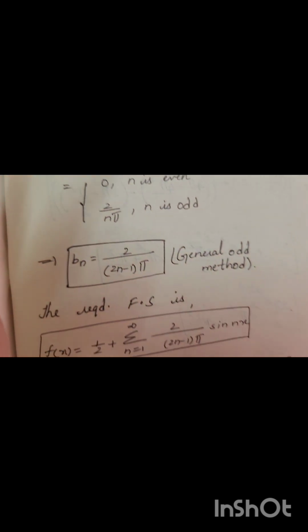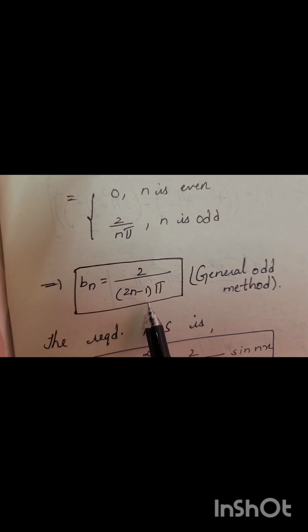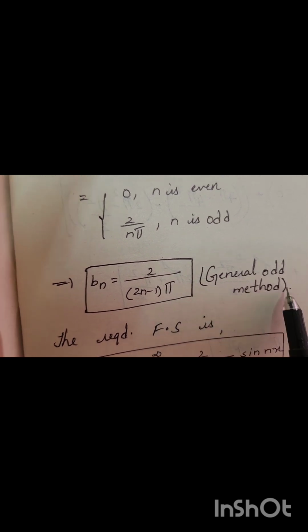If we take n as an even number, for example n is 2, this is minus 1 by 2 pi, minus 1 whole square is plus 1, plus 1 minus 1 is 0. So if n is even, this whole term is 0. If n is odd, this is 2 by n pi. So that is the bn value. bn is 2 by 2n minus 1 pi in general for odd n.